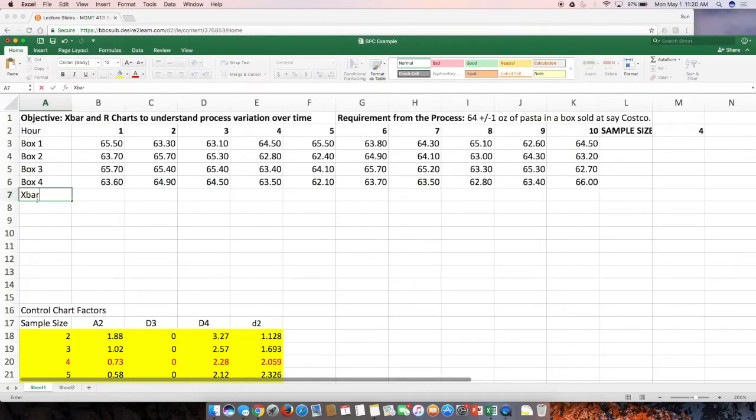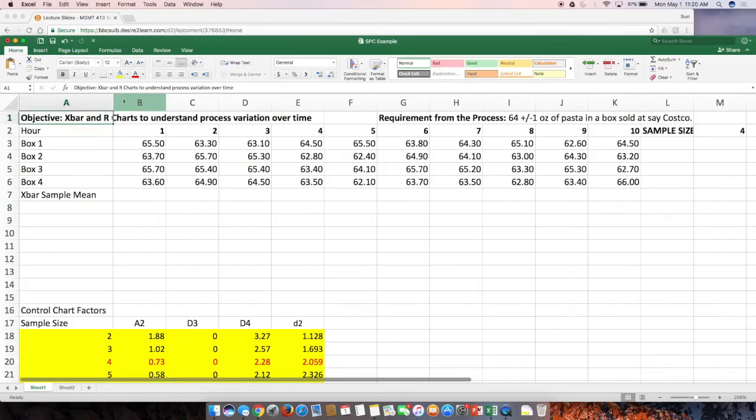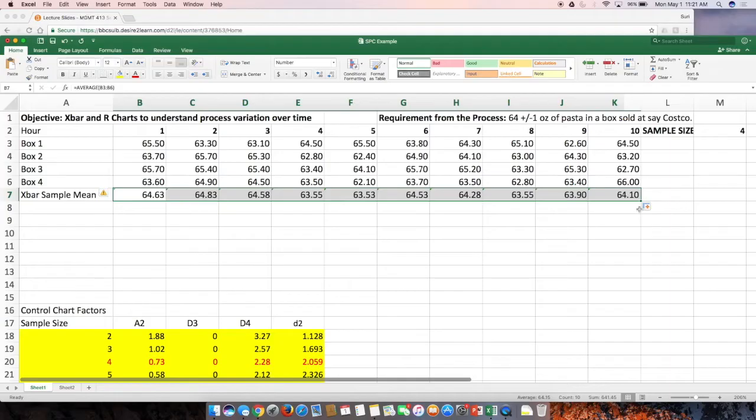What is the sample mean? X bar. So X bar is the sample mean. Can you help calculate? Once you have a sample, how many observations in the sample? 4 observations. What's the average of those? Take the average. 64.63. Similarly, just drag and drop. This is the average. This is what we are plotting over time.